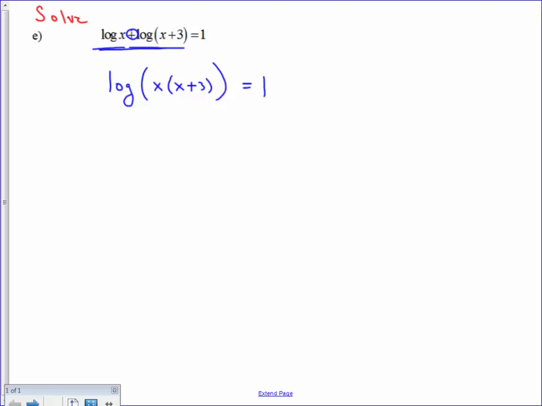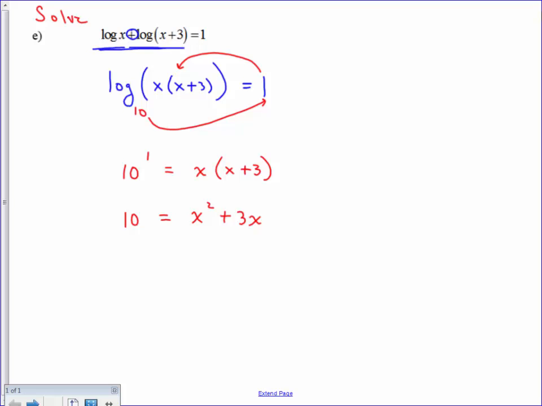Once we've done that, the understood base on this log is 10, and so to convert this to an exponential equation, we would do 10 raised to the first equals the argument. So 10 to the first power equals x times x plus 3. 10 to the first is just 10, and then on the right-hand side we want to distribute the x's. So we would have x squared plus 3x.